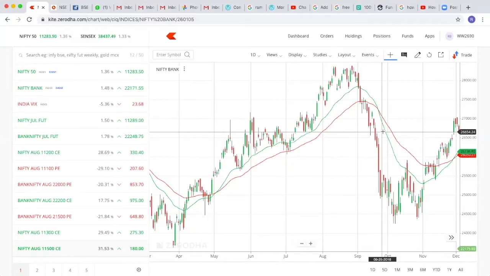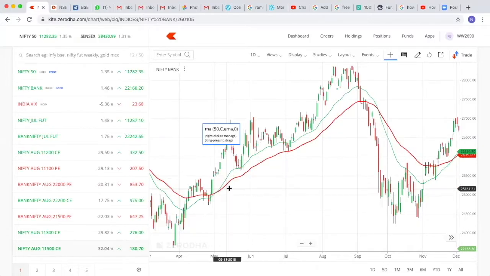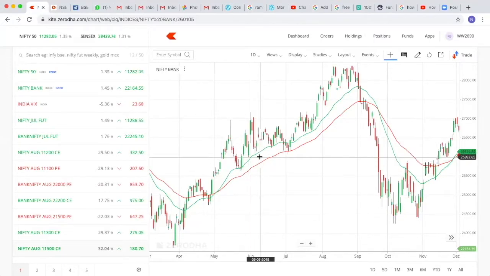So with the help of the moving average, we can find out what could be the direction of the market, whether it's a positive trend or a negative trend. As long as the green line is above the red line, we consider the trend is positive, and we can be with the trade instead of coming out of it.